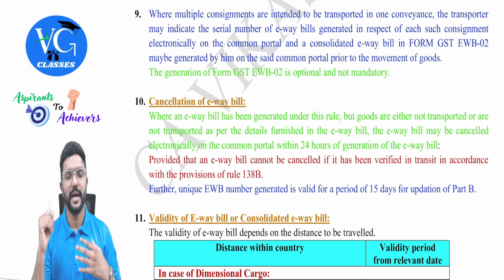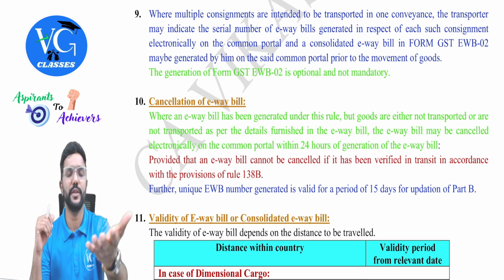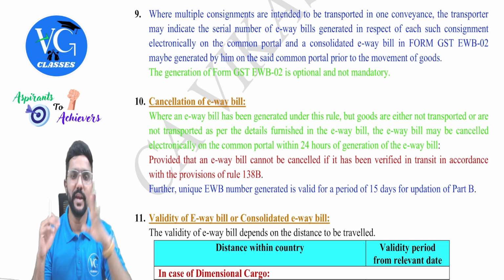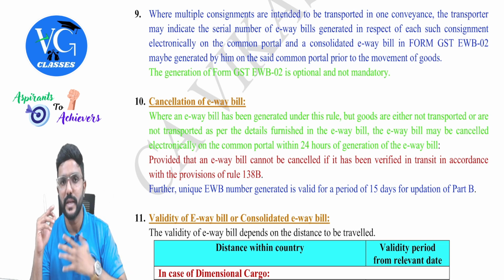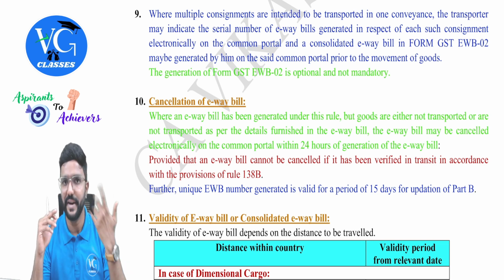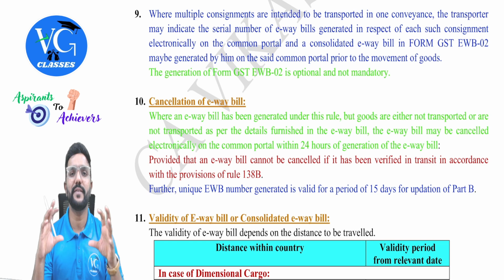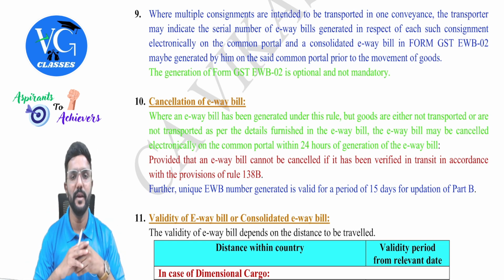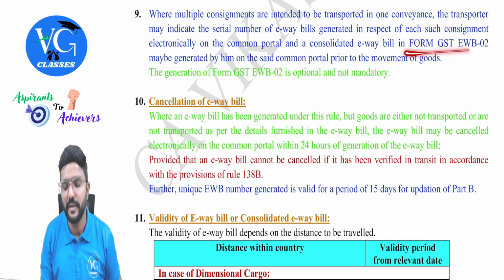Okay. For example, assume a transporter is carrying all our goods, mine along with yours, in one single vehicle. Now, for each supplier or consignor, you would have already generated the e-way bill, or we would have generated the e-way bill. Instead of carrying, assume 10, 15 e-way bills, can you consolidate all this and generate one consolidated e-way bill? Yes.